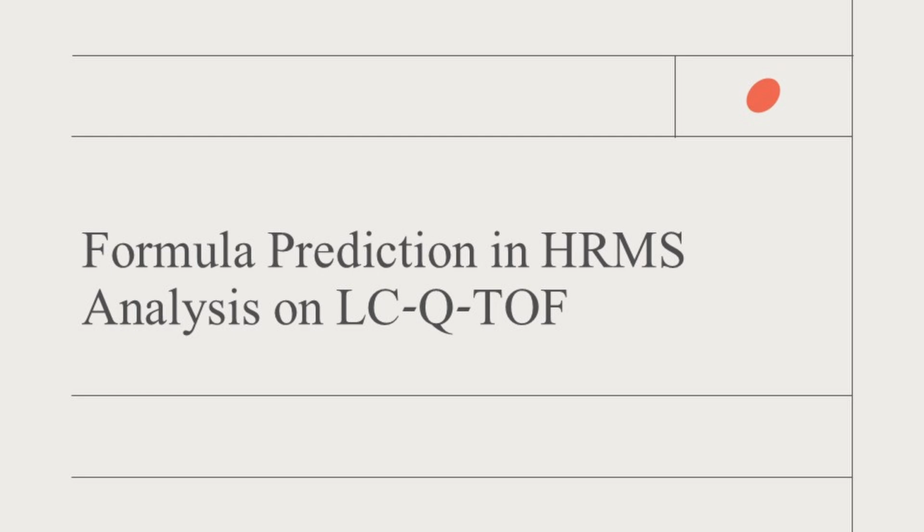In this short video, I will introduce and explain how to use the Formula Predictor software to obtain the empirical formula of an unknown compound measured by high-resolution mass spectrometry. In HRMS analysis, formula prediction utilizes the high precision of mass measurements to propose potential molecular formulas for detected ions, aiding in the identification and annotation of unknown compounds.